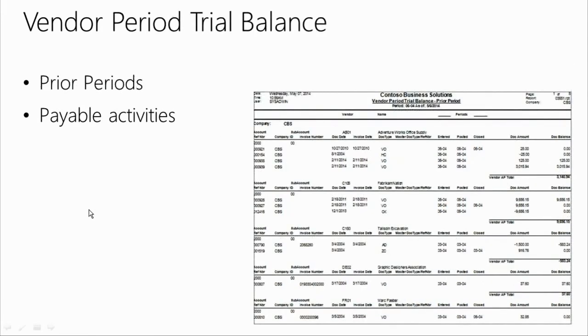The next is our vendor period trial balance. Again, same idea, but we're running it to see payable activities that potentially have happened in the past, not just this current period. So it gives us more detail of what's been happening for this vendor, so we can go back and see the history of what's been happening with this particular vendor.